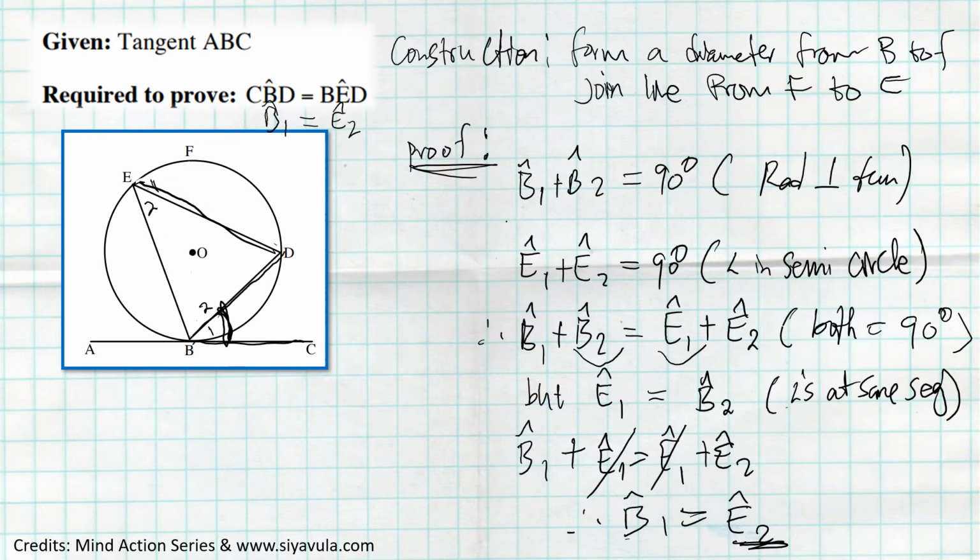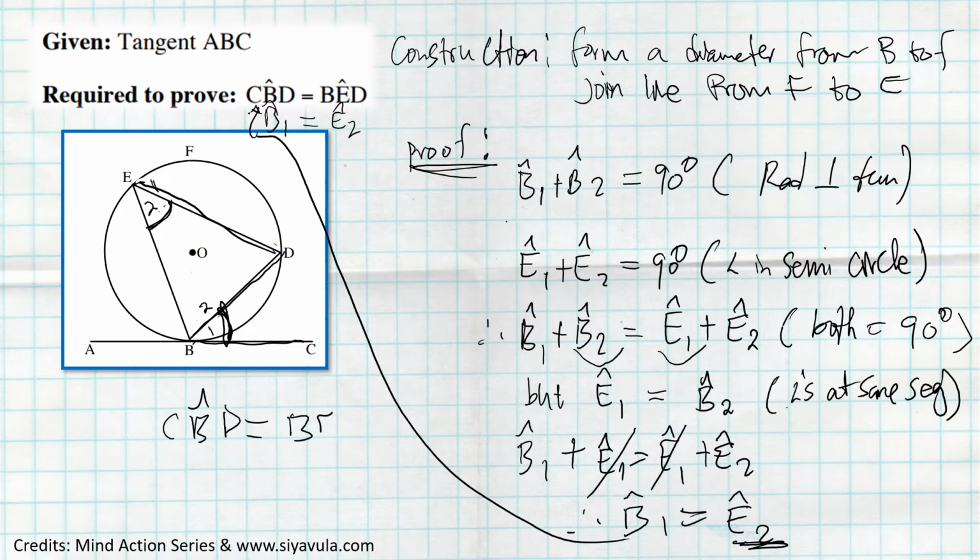And we know that B1 is the same as what? Angle CBD. And angle E2 is the same as what? Angle BED. Meaning they are equal. Okay, so that's actually how you prove this theorem.